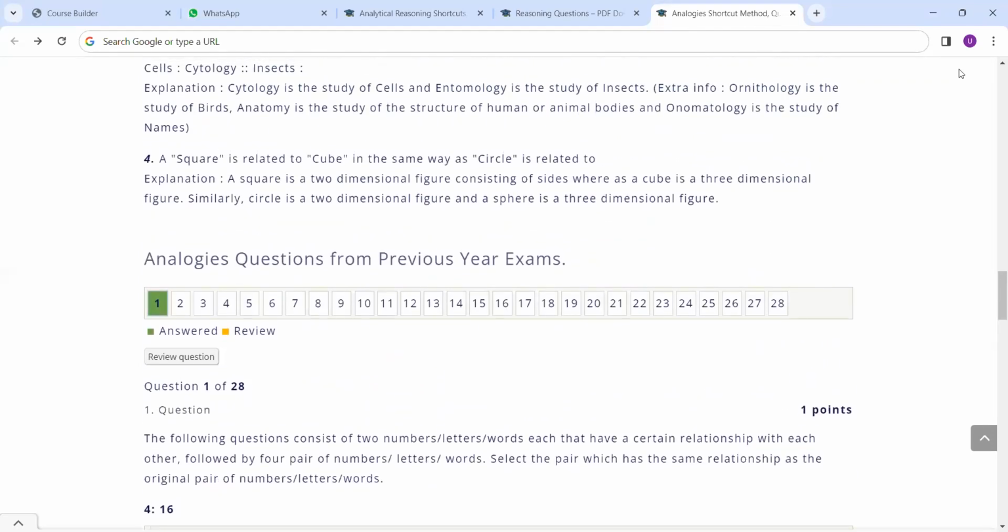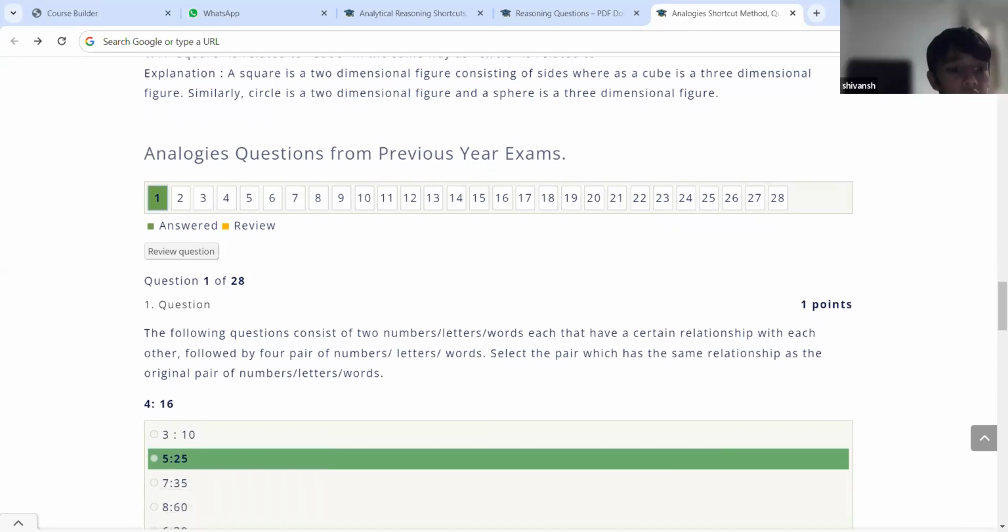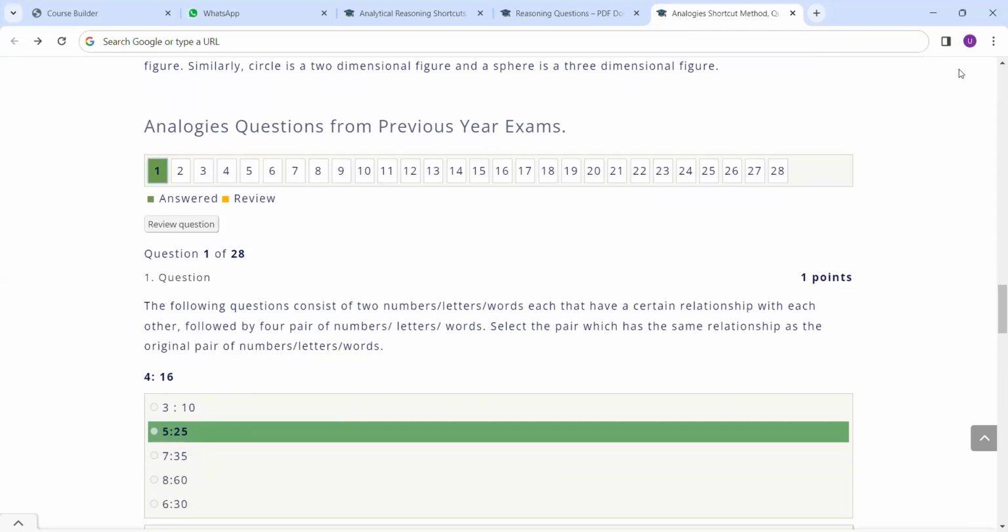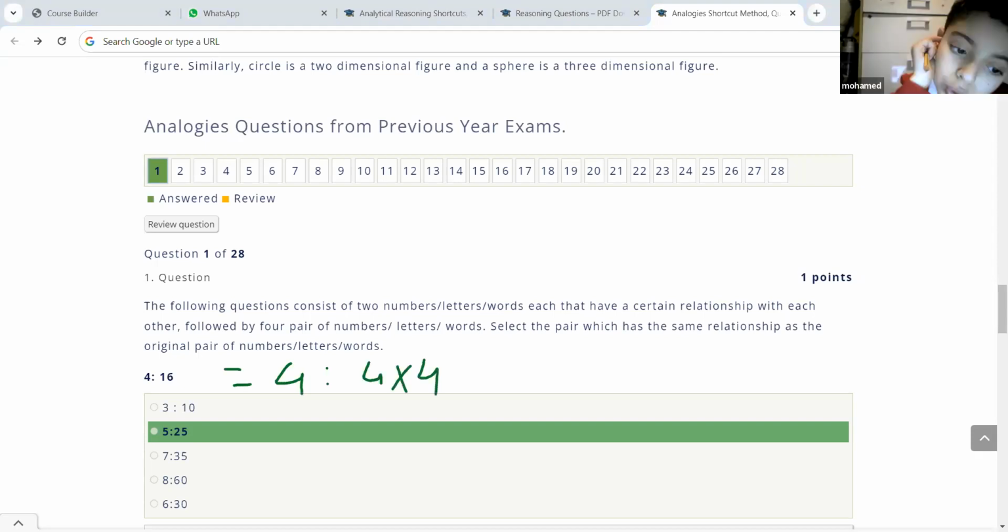4 is to 16 they have given, and over here they have given the options: 3 is to 10, 5 is to 25, 7 is to 35, 8 is to 60, and 6 is to 30. Now, if I say 4 is to 16, over here 16 is the square of 4. 4 times 4 is 16.